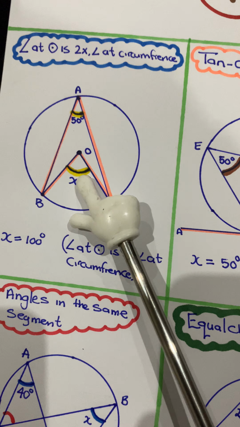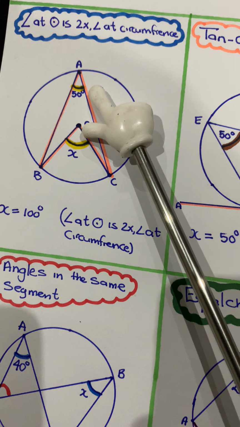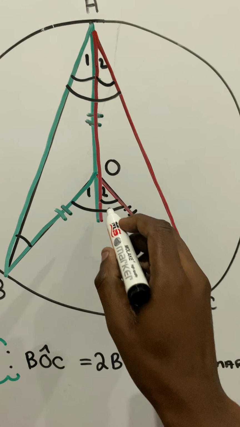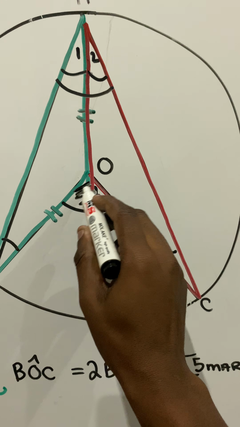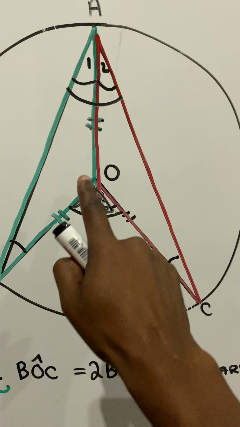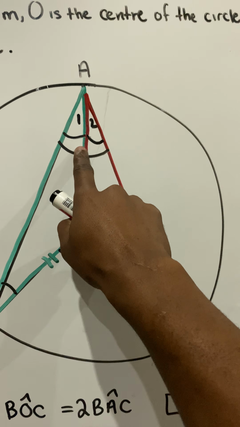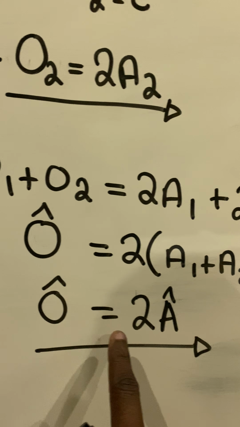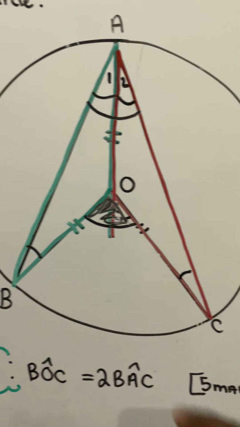What have you proved now? You've proved that the angle at the center is twice the angle at the circumference. Here's the angle at the center. Can you see it? Which is that one there. So the center is twice that one. O is 2 times A. That's what we've just proven now.